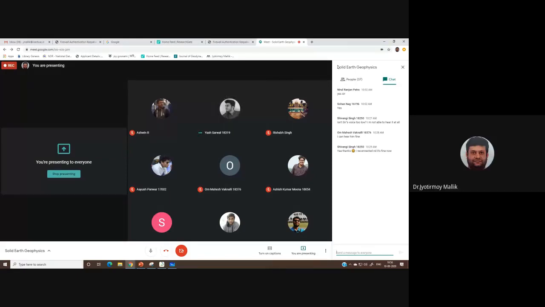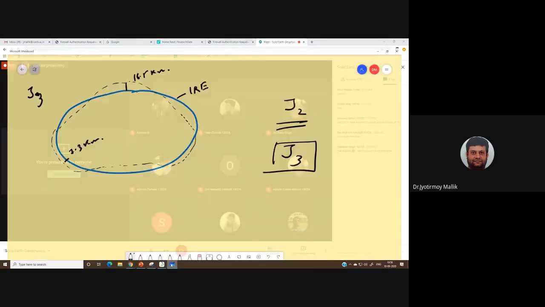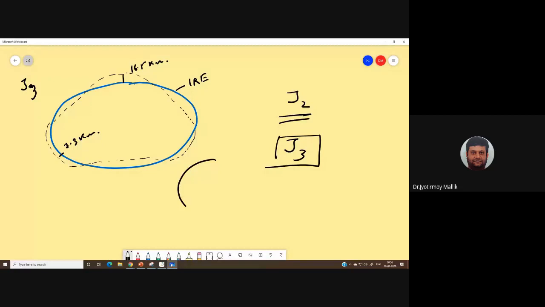So spheroid means it has a uniform R everywhere, right? If you connect from the center of the Earth, it will be R from everywhere. That's a spheroid. And an ellipsoid is an ellipsoid.